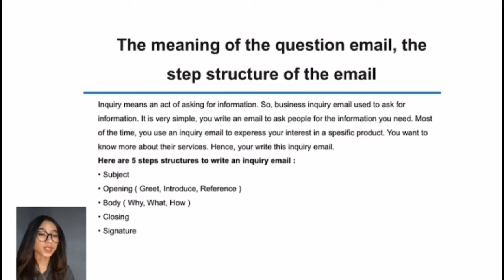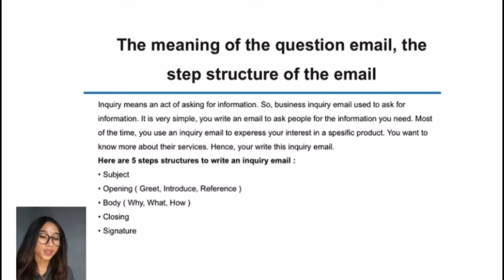Number 1, subject. In the subject section, state directly what this email is about, so they can have some initial clue about what to do. Number 2, opening. Firstly, you must greet. If you don't know the recipient's name, you can write Dear Sir or Dear Madam. Secondly, kindly introduce yourself so your recipient knows who they are talking with. Thirdly, tell them where you got their contact.